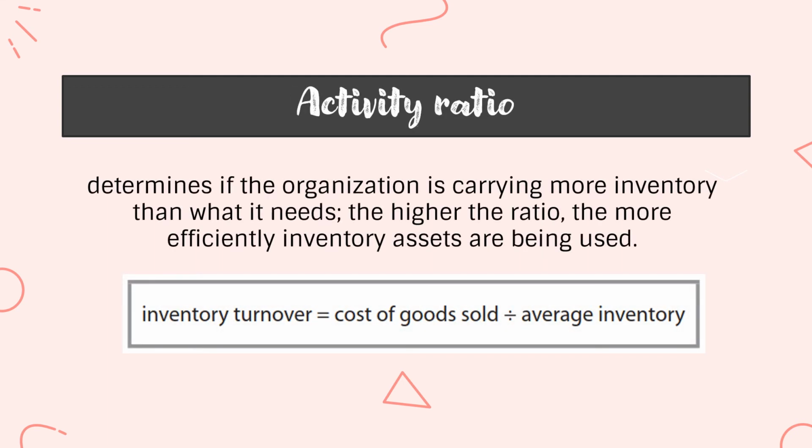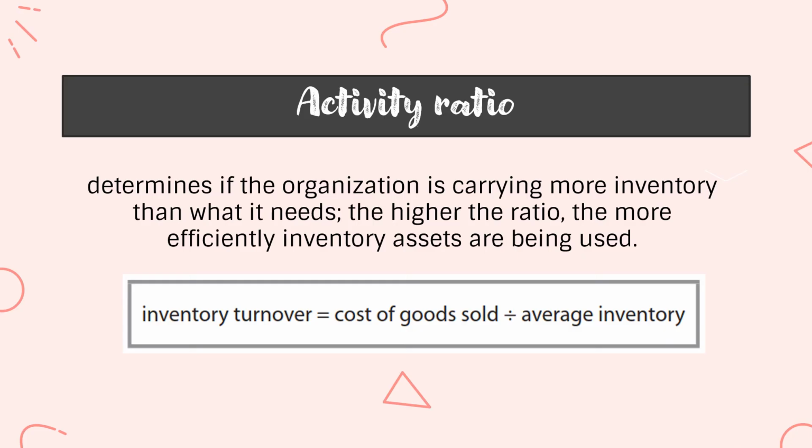So next is the activity ratio. It determines if the organization is carrying more inventory than what it needs. The higher the ratio, the more efficiently inventory assets are being used. So here in activity ratio, it involves the inventory. Ano ba yung inventory? Inventory are the goods or yung mga pagmamay-ari ng business na ibebenta nila. So, yun yung parang source of income nila. Like, for example, nagbebenta sila ng lipstick, so yung inventory nila is yung mga lipstick na yon.